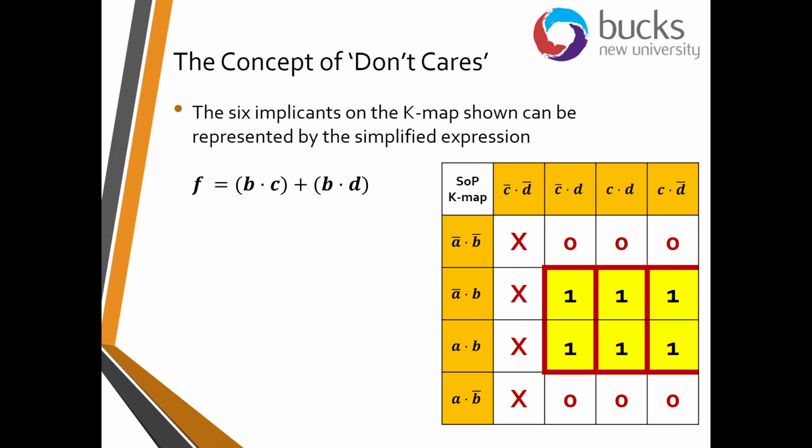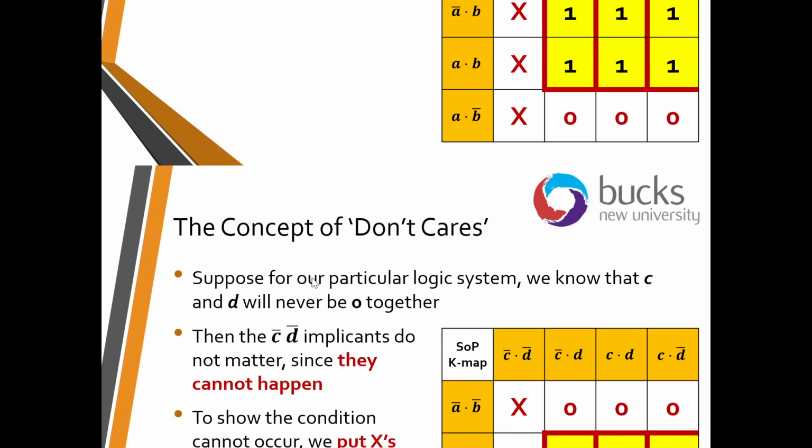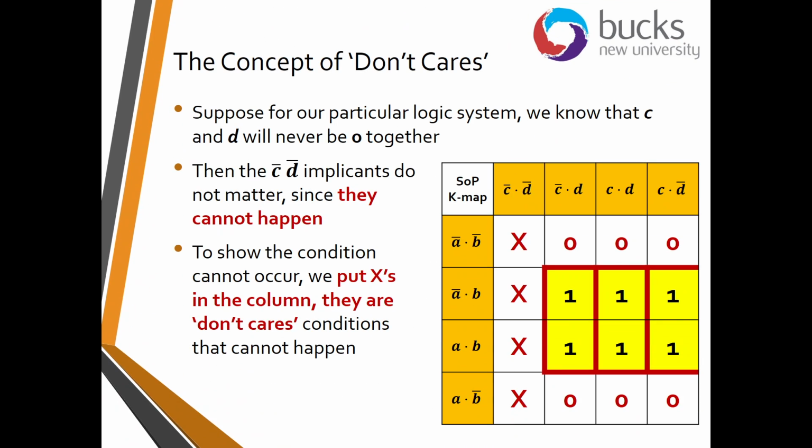So if we had the 6 implicants as they stand, we'd have to make 2 groups of 4. So 2 groups of 4 that overlap, and we could simplify it down to F equals B and C, or B and D. Okay, so that would be a simplification of those 6 min terms. But if we include don't cares, suppose for our particular logic system we know that C and D will never be 0 together.